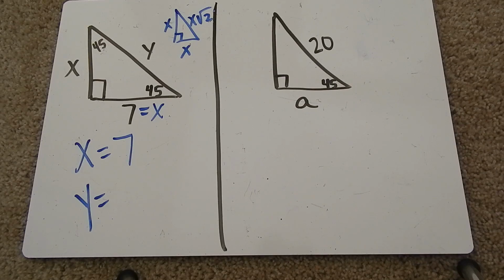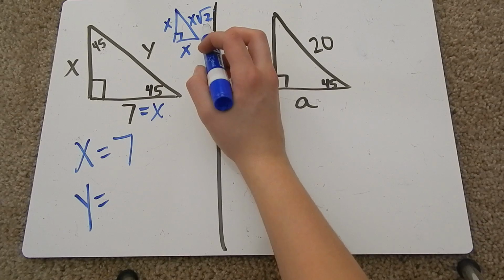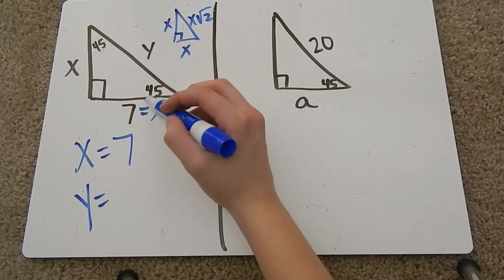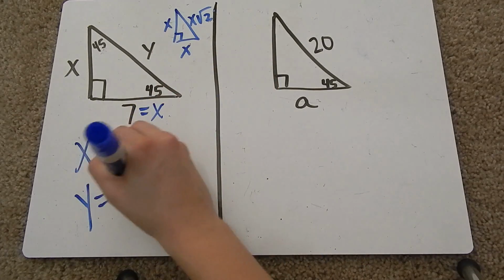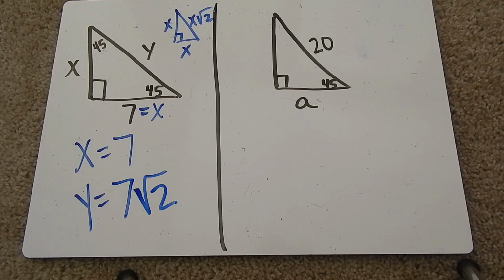To get y, y is equal to x times the square root of 2. Well, x is 7. We know that here. And we just stick on that square root of 2. You don't actually want to multiply those two together because we want to keep our answer in simplest radical form. We want it to look nice. We don't want a long decimal. So 7 square root of 2 would be your answer. And that's that problem. Moving on to the second problem.